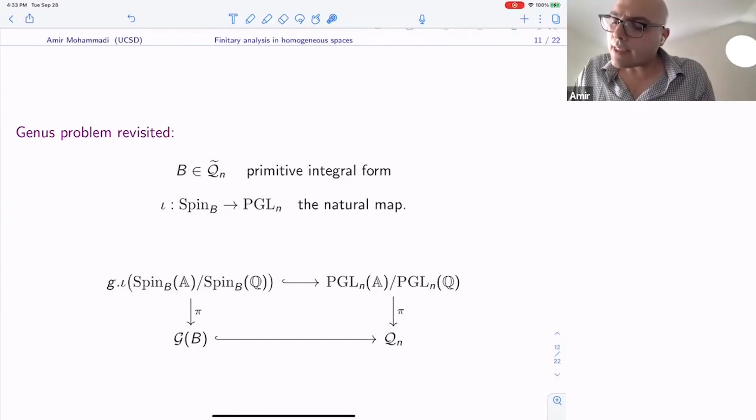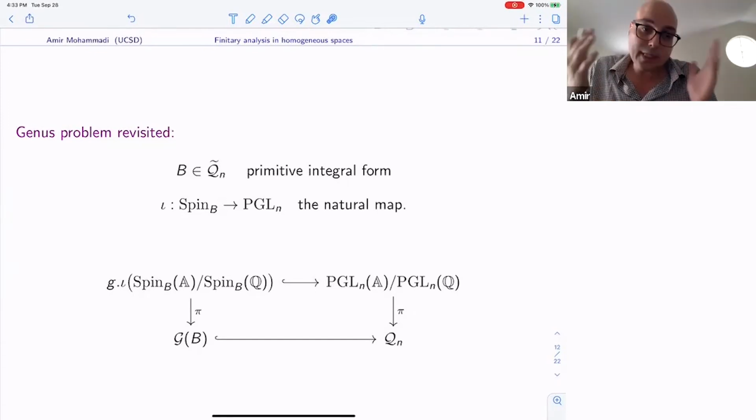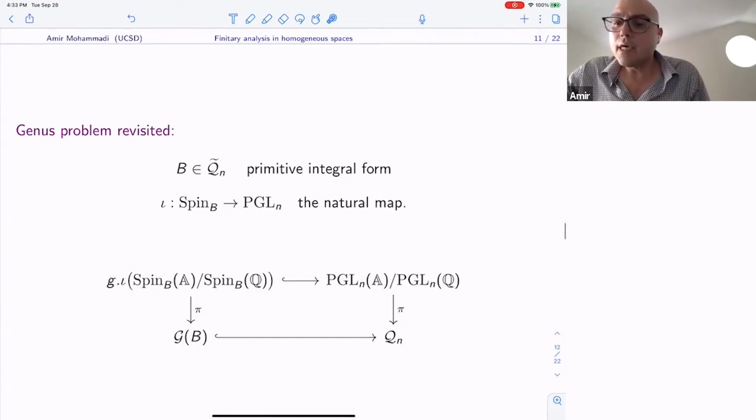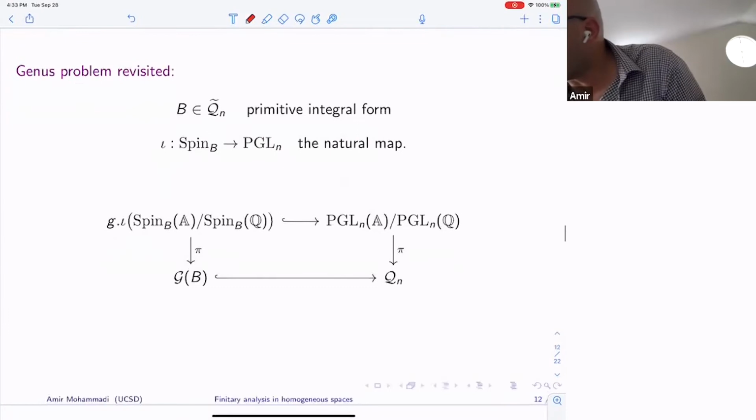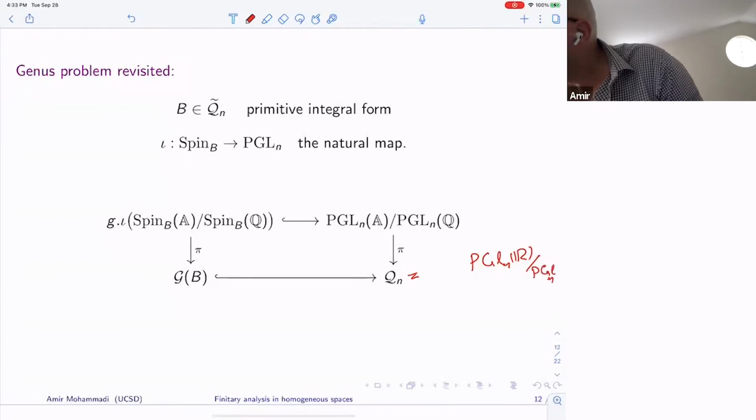I could have, rather than using adeles here, just taken one prime, but again, this is one place where I'm allowed to write adele without being apologetic. So I look at the homogeneous space, PGLn of the adeles, modulo PGLn(Q). This one projects to PGLn(R) modulo PGLn(Z). Remember that this set was PGLn(R) modulo PGLn(Z), and from this side I have PO_n.